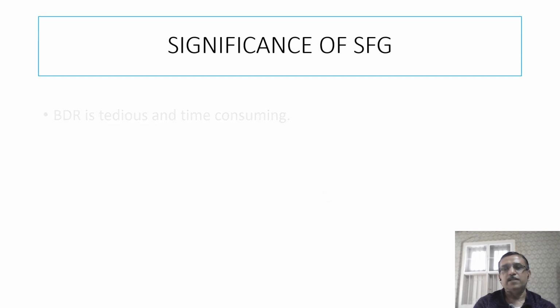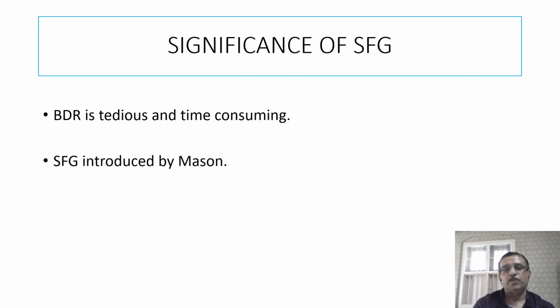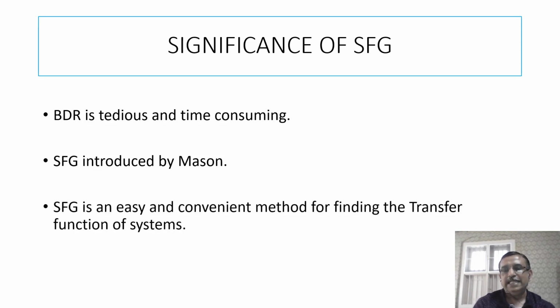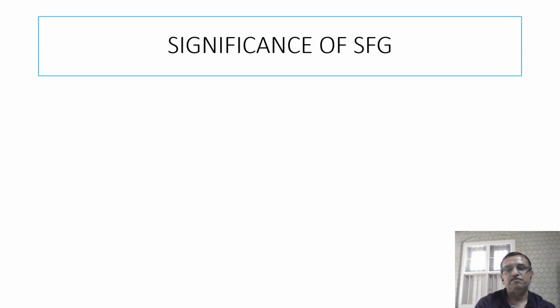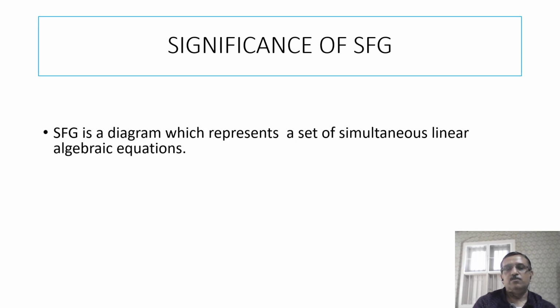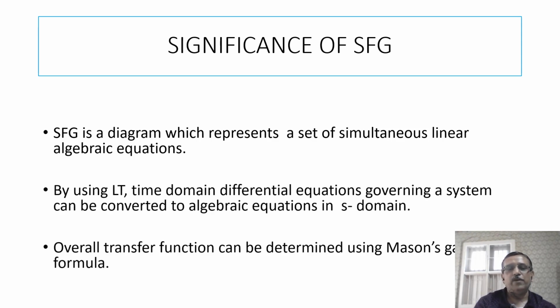What is the significance of signal flow graph? We have seen that block diagram is tedious. Signal flow graph was introduced by Mr. G.J. Mason. It is easy and convenient. You can represent a set of simultaneous linear algebraic equations. A lot of advantages are there for signal flow graph.